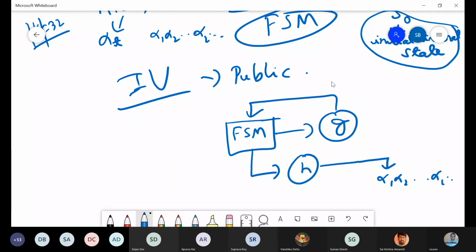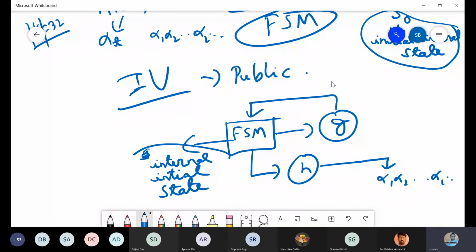Okay. Now this is a finite state machine. It has some states, and that state has to be initialized. So, internal, this is very important, internal initial state. We want to know what the internal initial state is. So far, what was our internal initial state?